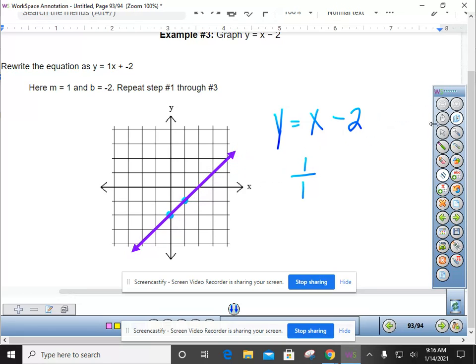If you notice, when you have a slope of 1, you meet at every intersection. You see that? Kind of cool.